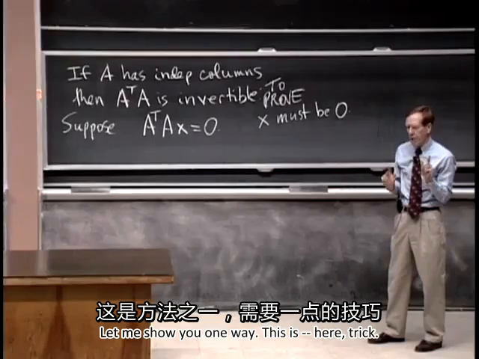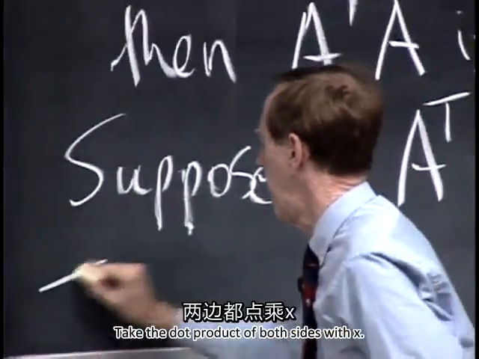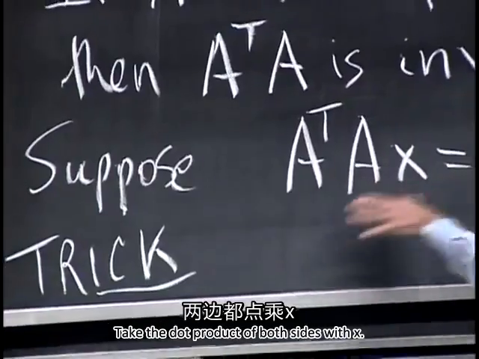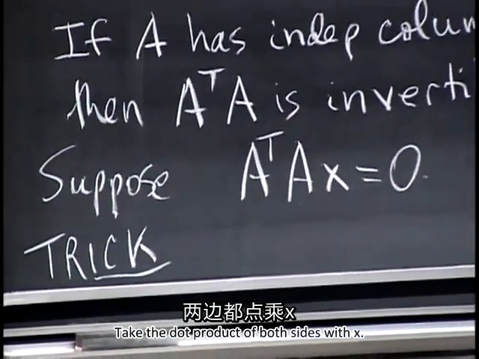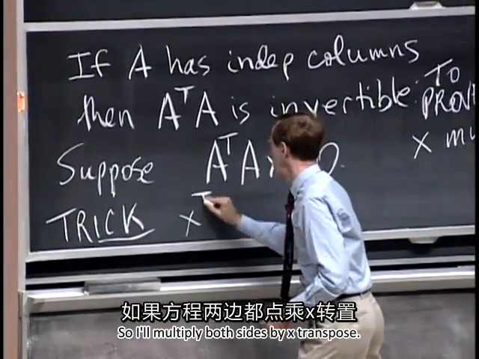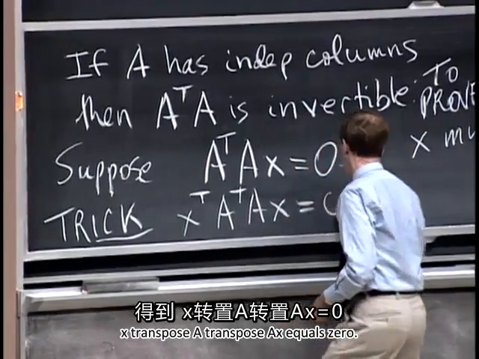Let me show you one way. Here's the idea: take the dot product of both sides with x. So I'll multiply both sides by x transpose. X transpose A x equals 0.